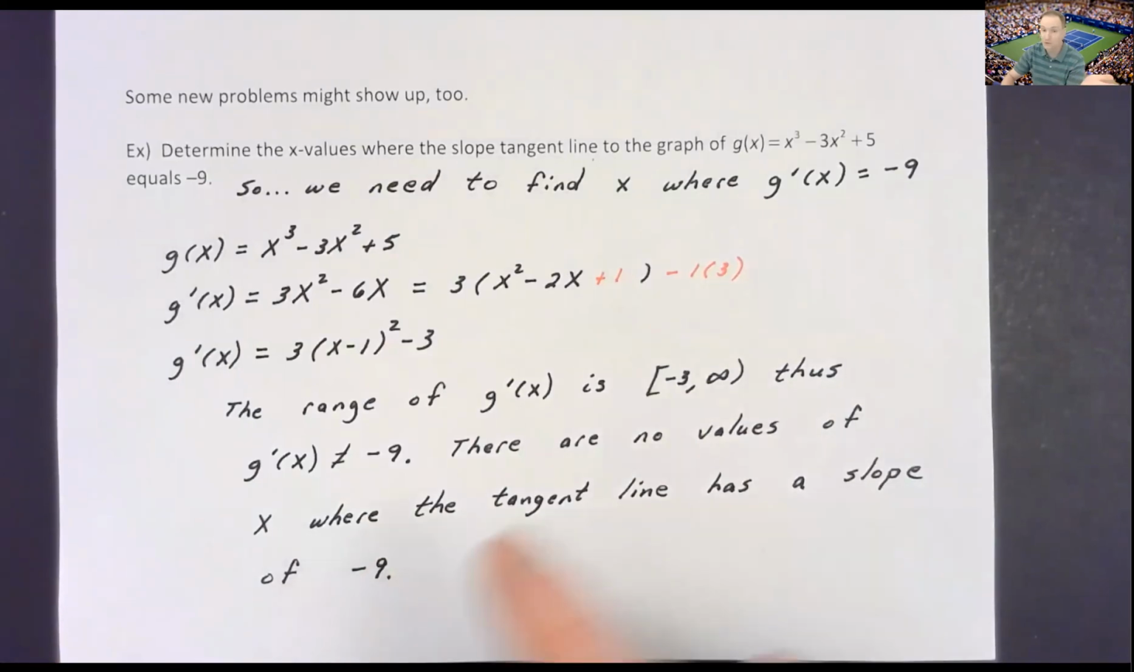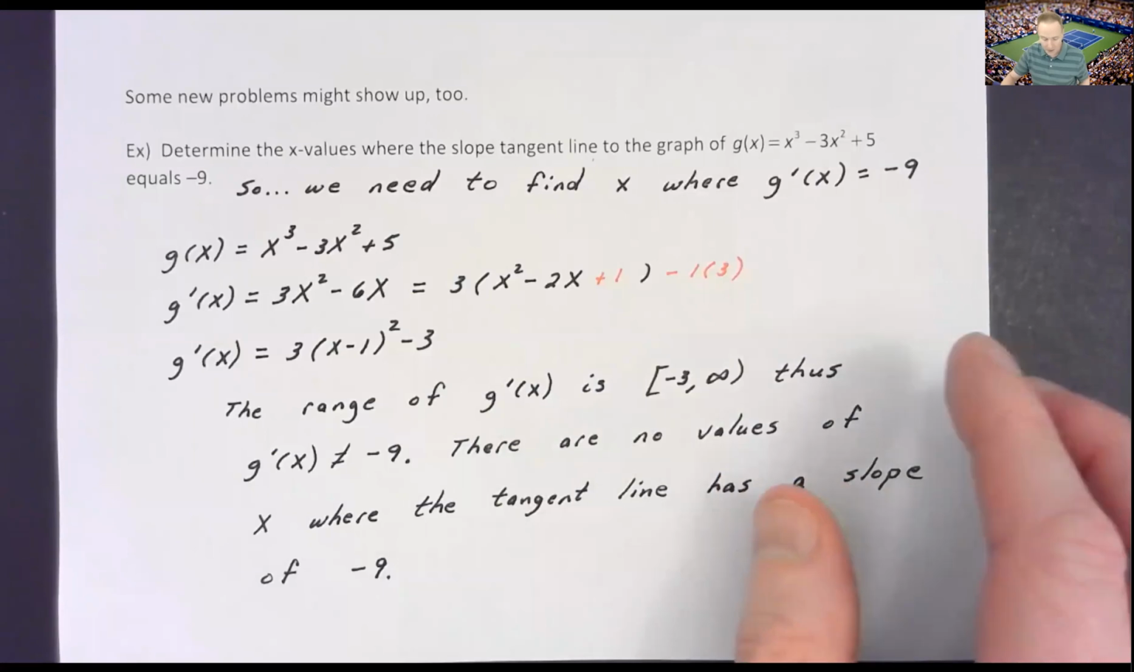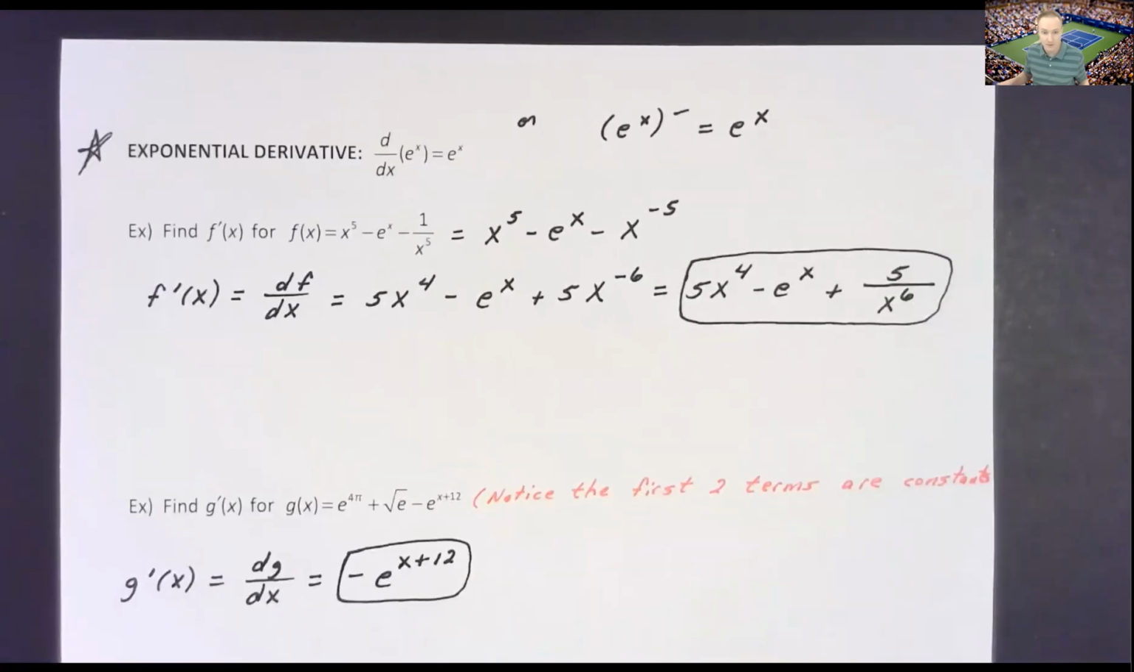And again, that's because the derivative can't equal -9. Good problem. Now, just to finish up this section, the last thing this section talks about is exponential functions.